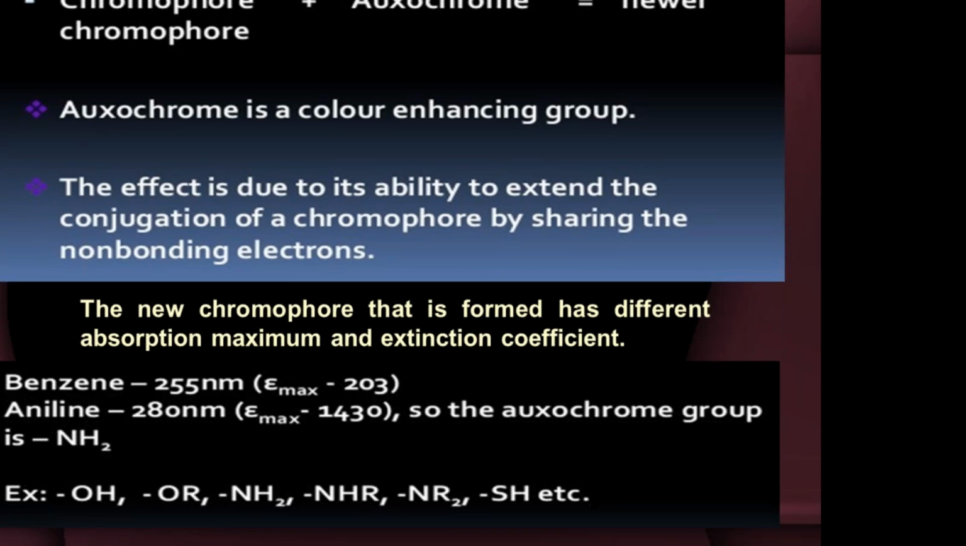So the auxochrome group is NH2. Benzene is the chromophore and the auxochrome NH2 is added to it. It gives aniline, which shows that the absorption peak is shifted to longer wavelength with an increased intensity, as evidenced by the increased epsilon max value. So some examples are these which I told you. These are all auxochromes.